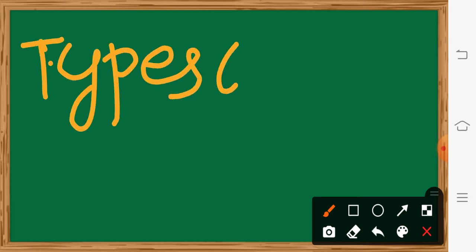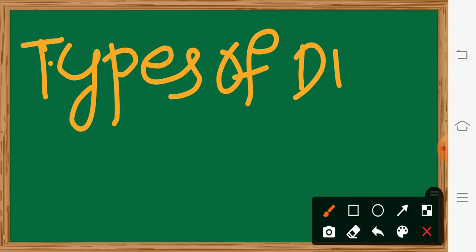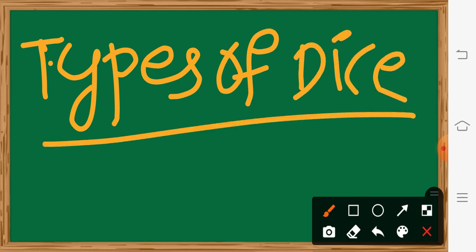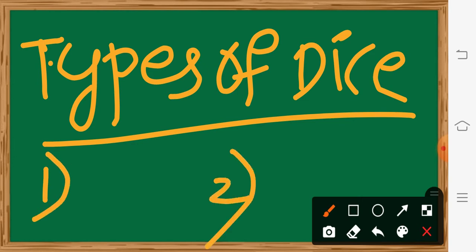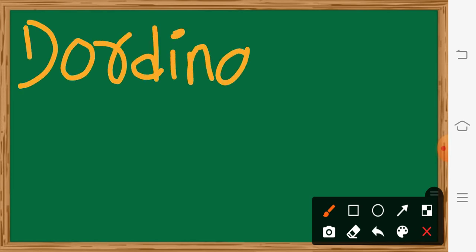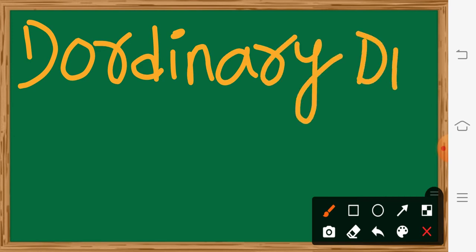Now we are discussing different types of dice. Types of dice. First one is standard die. Second one is ordinary die. First of all, we are discussing ordinary dice.